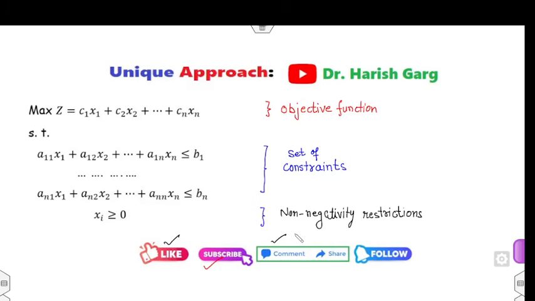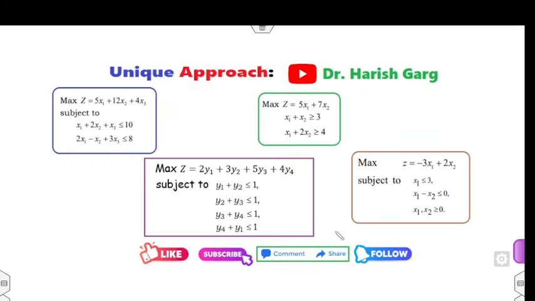Now come back to linear programming. We all know the linear programming problem involves one objective function, a set of constraints and some non-negativity restrictions. For example, in this case, how can you solve this first question? Because it involves more than two variables, you can solve this problem with the help of the simplex method. You can solve this problem with the dual simplex method, but you can never solve this problem with the help of the graphical method.